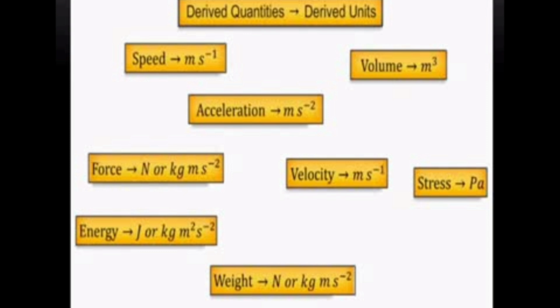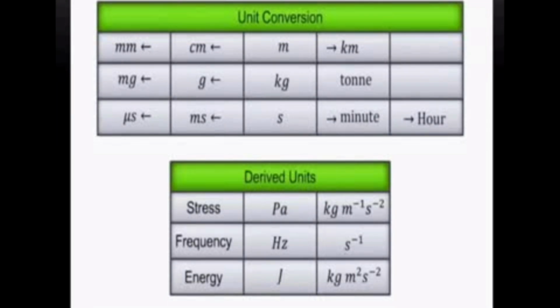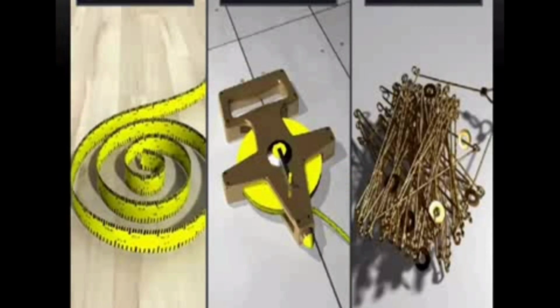These are the derived quantities. Using the fundamental quantities, we derive these quantities. These are some examples of derived quantities. Then there is unit conversion, from one system of units to another system. That is unit conversion.